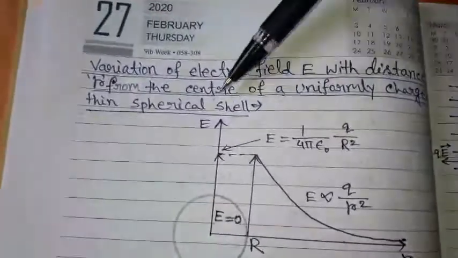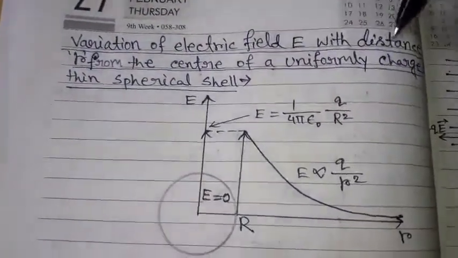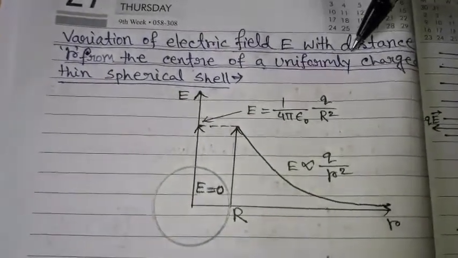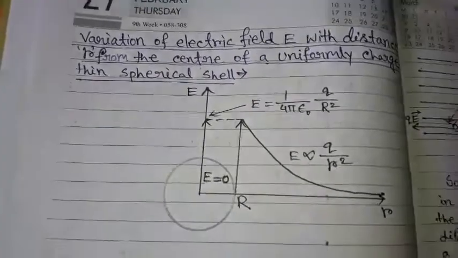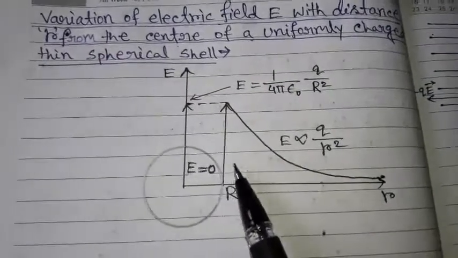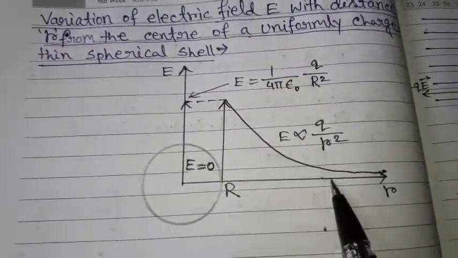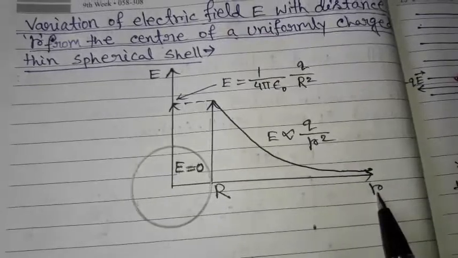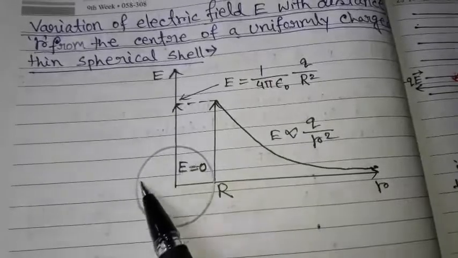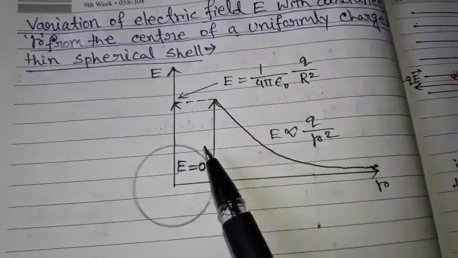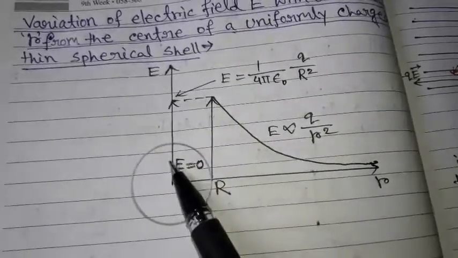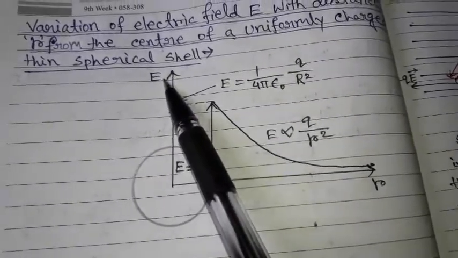Next, variation of electric field E with distance r from the center of a uniformly charged thin spherical shell. In the diagram, we see a rectangular two-dimensional Cartesian coordinate system. Along the horizontal axis, we have plotted distance from the center, that is small r. Here we have drawn the spherical shell with charge Q and sigma is the charge density. Along the vertical y-axis, we have plotted electric field E.